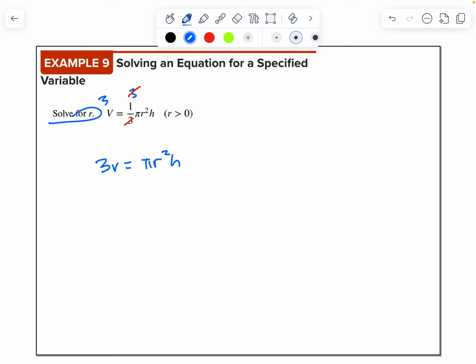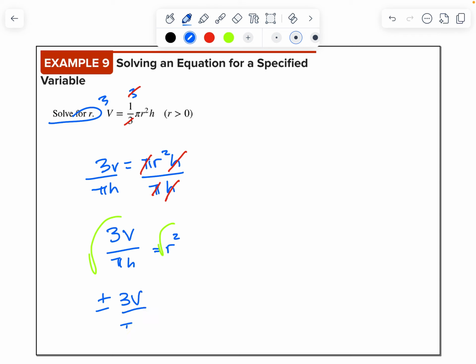You want to get r by itself, so you can divide by pi and h. Divide by pi and h on both sides. Remember, we're trying to keep this balanced. 3v over pi h equals r squared. Remember, if you have your variable squared on one side, you can take the square root on both sides to clear it, and you will always get a plus or minus. And that's what r is equal to. Whenever you're trying to solve for a variable, you know you're done when you have that variable on a side by itself.